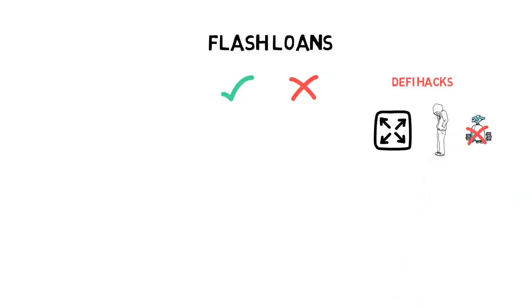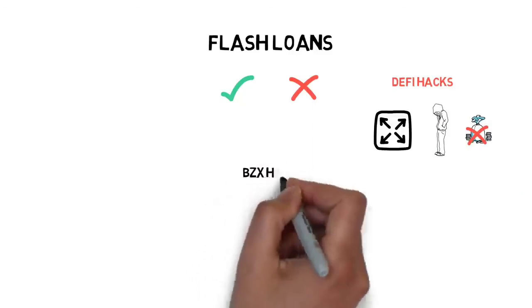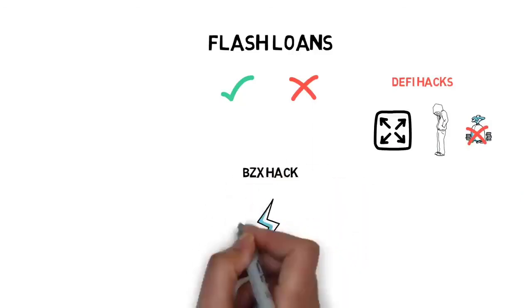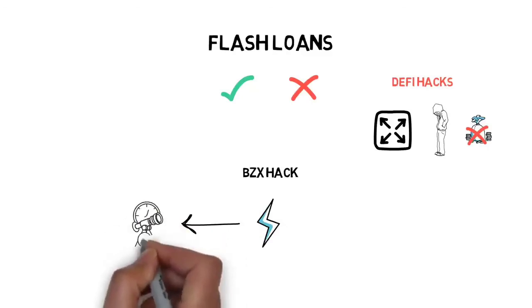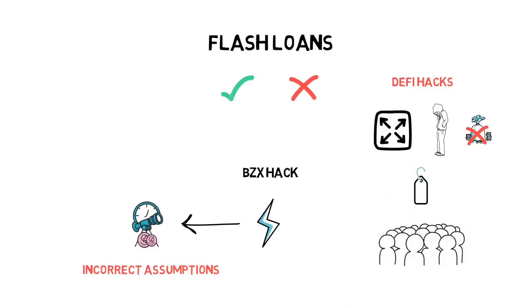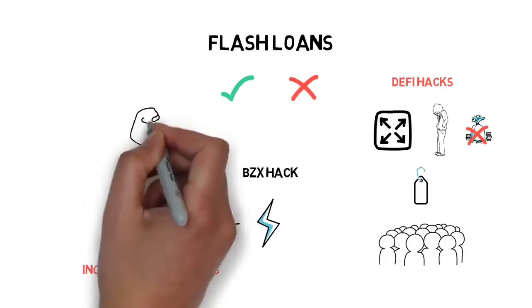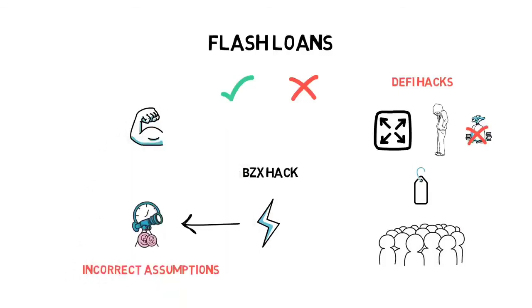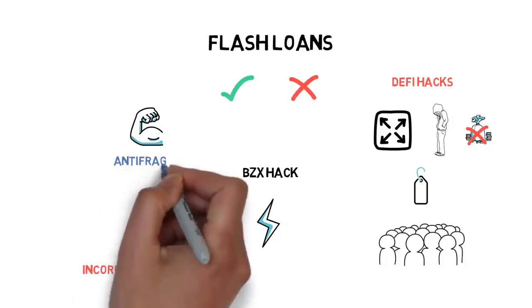One of the most famous hacks was the BZX hack, where a flash loan was used to manipulate the Uniswap Oracle price. As usual, the problem was not in the use of flash loans, but rather in some incorrect assumptions when it comes to using Uniswap as a price oracle. Events like this are sometimes costly for the people affected by them, but they usually result in the strengthening of the whole DeFi ecosystem, making it more and more anti-fragile in the future.